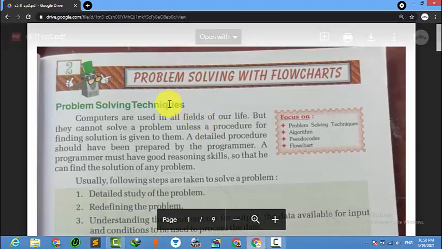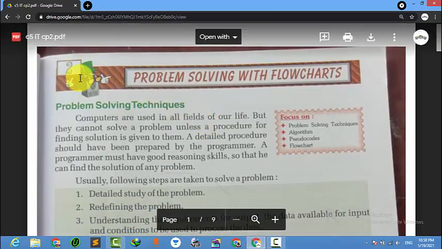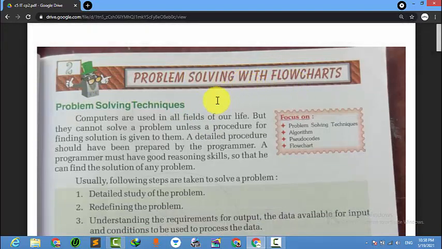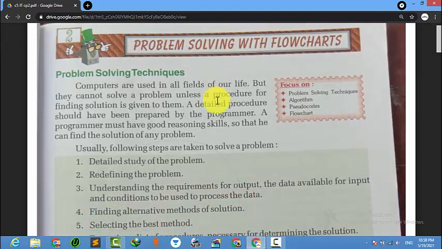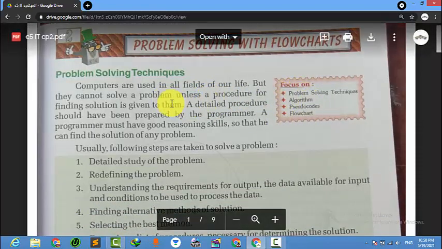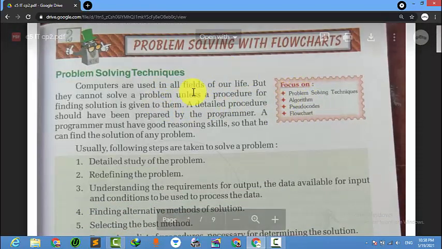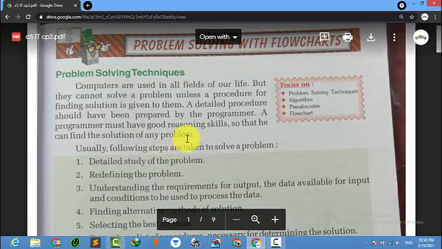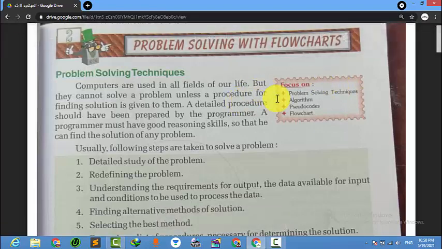Okay, now. So today in chapter 2 we will discuss problem solving with flowchart. So let me tell you what is a flowchart. A flowchart is a step-by-step representation of a solution. So what does flowchart mean? In short, a flowchart means a step-by-step procedure to come to a solution.